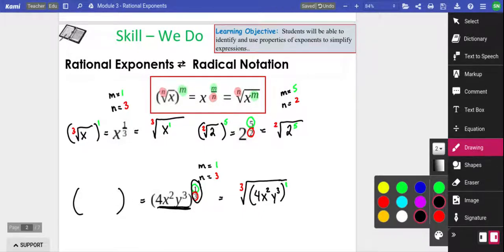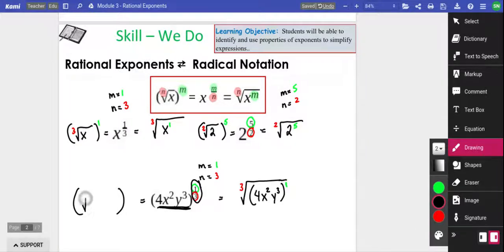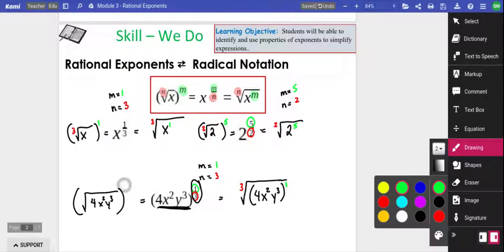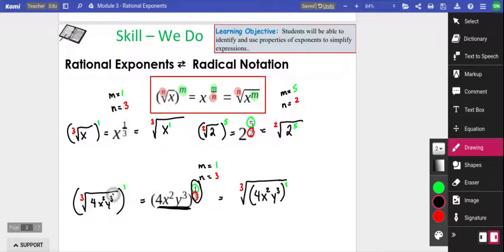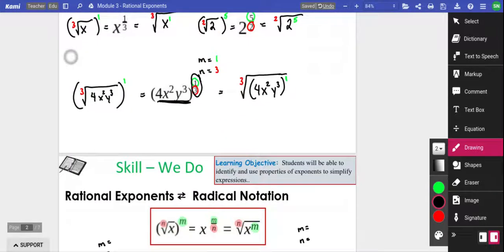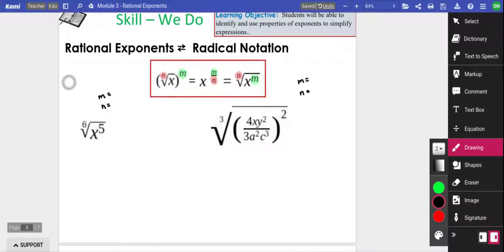Similarly, if we're looking at the one on the left hand side of the formula box, we have the radicand 4x squared y cubed. The exponent goes outside, which is 1, and the index is 3. In this case, we didn't have to put a parenthesis inside because the exponent is on the outside. However, if you were to put it, it would not be incorrect. Now we're also going to be moving back.